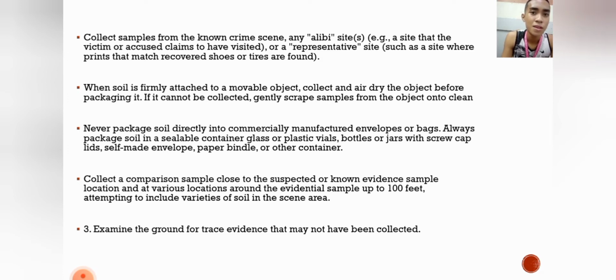Collect the samples from the known crime scene or any alibi sites or representative sites. Alibi sites are sites that a victim or accused claims to have visited, and representative sites are such as sites where prints that match recovered shoes or tires are found.